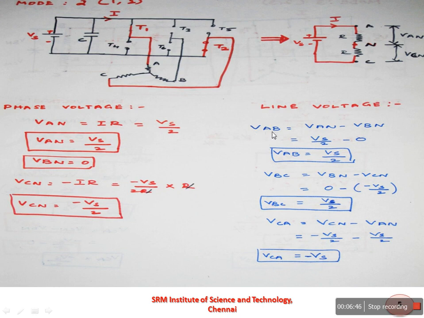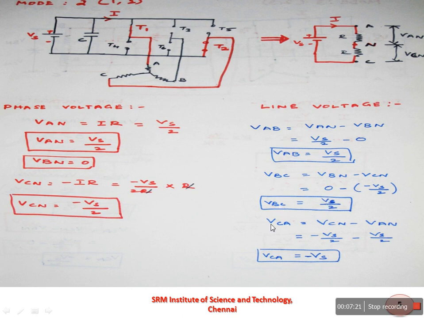So here the VAB is equal to VAN minus VBN. So here the VAN you can substitute as Vs by 2 minus VBN is equal to 0. Therefore, the VAB is equal to Vs by 2. Similarly, we can find out the VBC. VBC is equal to VBN minus VCN. So here you can substitute the value of VBN is equal to 0 minus VCN is equal to minus Vs by 2. Therefore, we will get VBC is equal to Vs by 2.